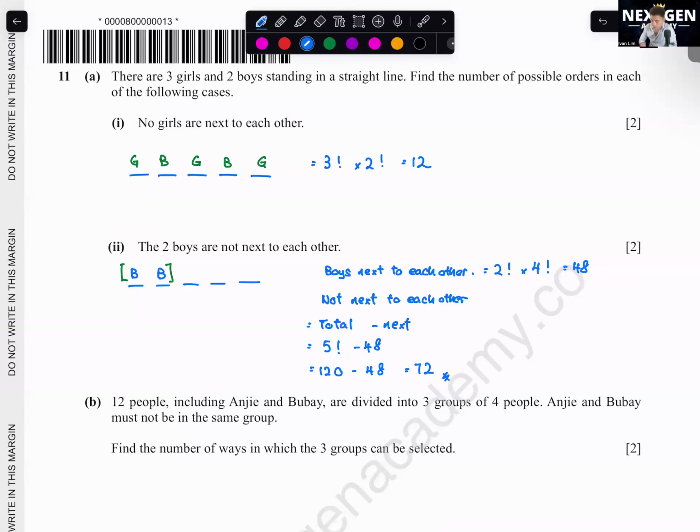Anne-Marie asks, how's the first one 3 factorial times 2 factorial? 3 is the girl. So the girls can interchange with each other. 2 is the boys. The boys can change with each other. Nowhere else. This is actually a permutation question because it's like girl 1, girl 2, girl 3. You can change between the girls' positions. That's why 3 factorial. The boys' positions, you can change between the boys' positions. So 2 factorial.